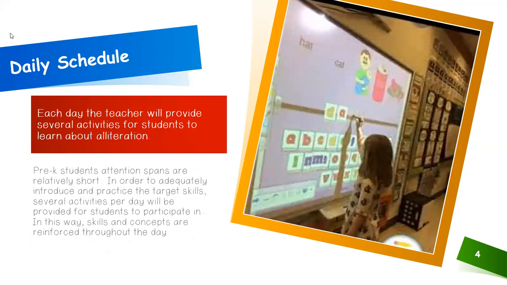The daily schedule will be slightly different than possibly in other grades. Each day, the teacher will provide several activities for students to learn about alliteration. In pre-K, students' attention spans are relatively short, so in order to adequately introduce and practice target skills, several activities per day will be provided for students to participate in. In this way, skills and concepts are reinforced throughout the day.